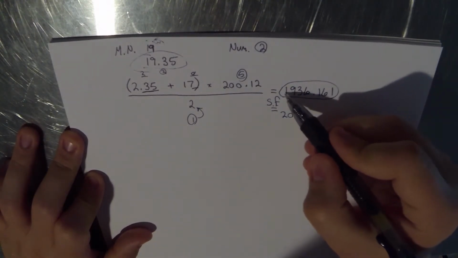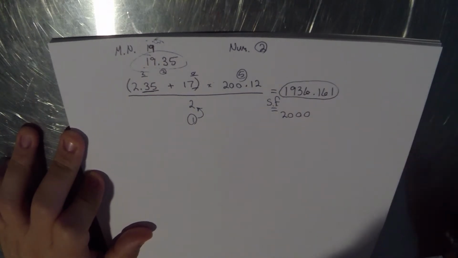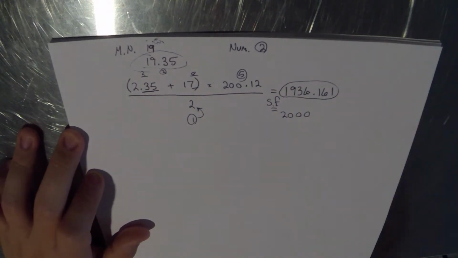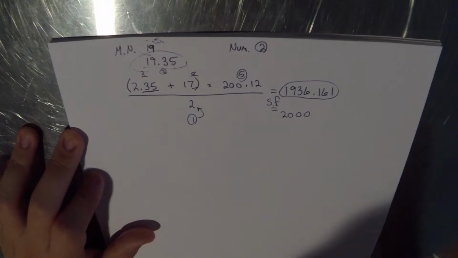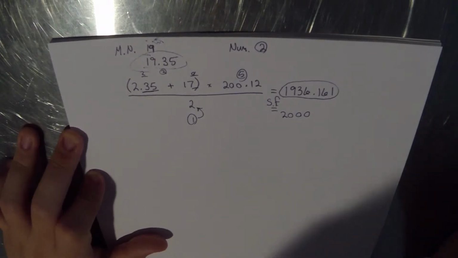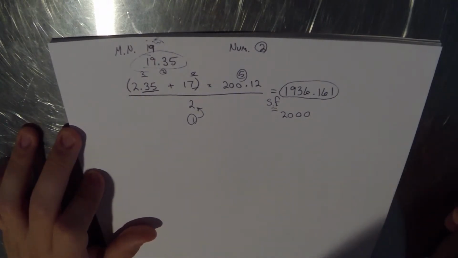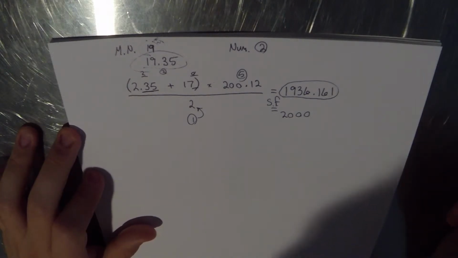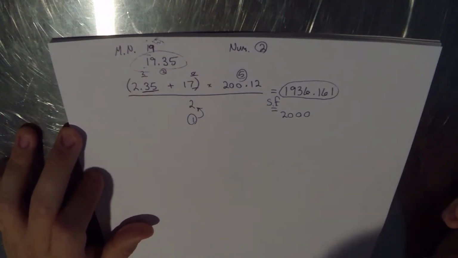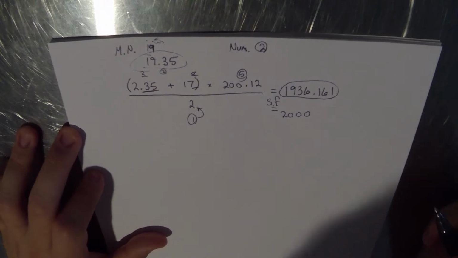Because this 9 rounds that 1 up to a 2. It's closer to 2,000 than it is to 1,000, just know that. So it's going to be 2,000, but we're not done yet. You will probably get dinged, maybe, potentially a small portion of a point for not putting this in proper scientific notation, because these zeros are a little ambiguous.